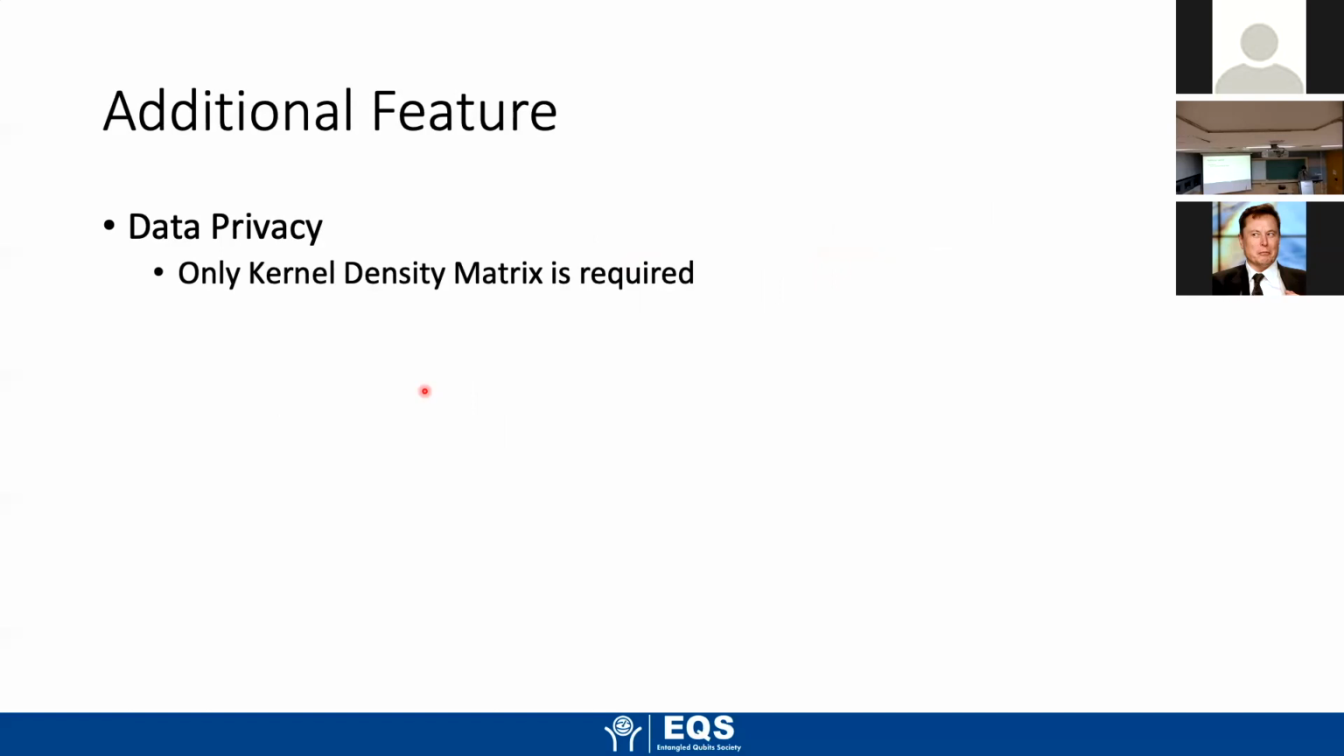Okay, another feature: to do the QSVM algorithm, we don't actually need the data itself. We just need the kernel matrix. Let's say we have a client and a server. The client just needs to provide the kernel matrix, and then the server can solve the problem and give the result to the client. So yeah, the data is secure. And that's all. Great.